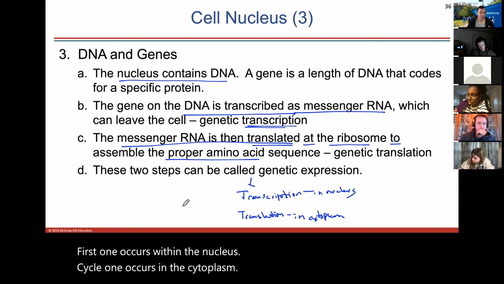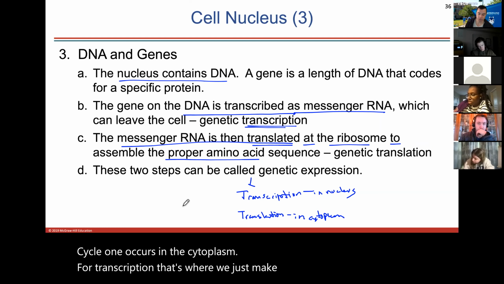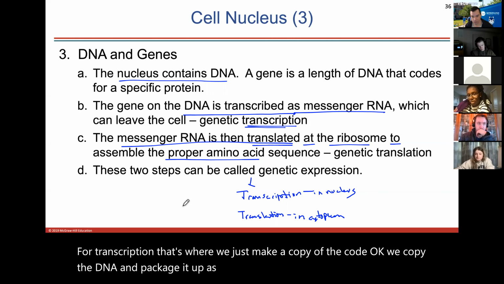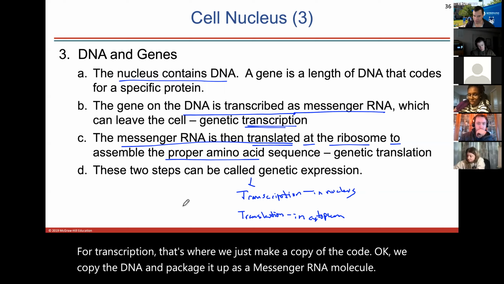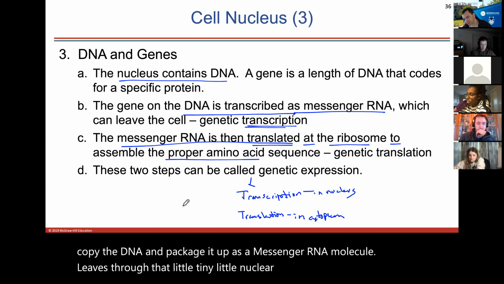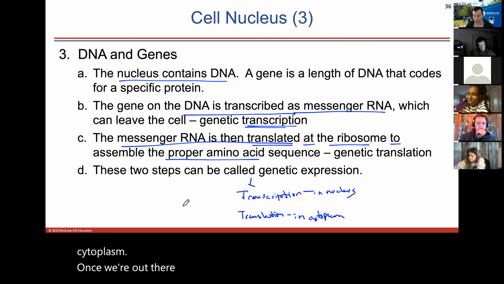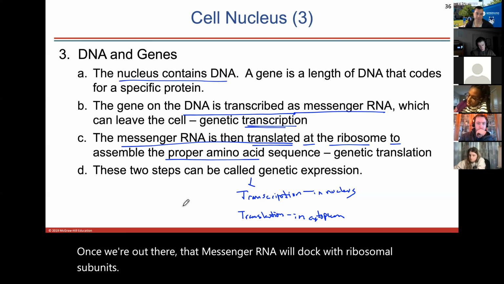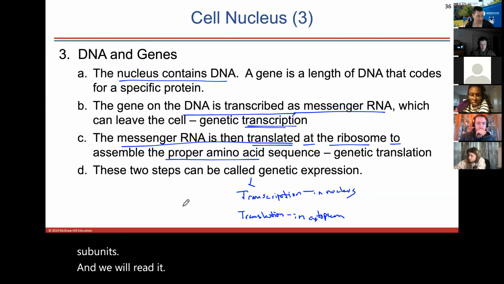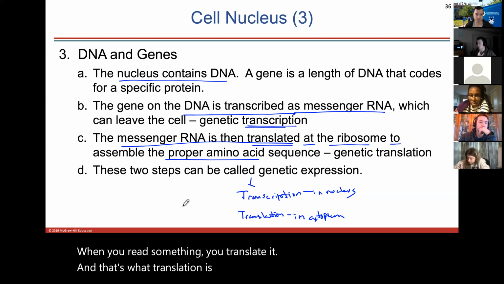Okay. For transcription, that's where we just make a copy of the code. We copy the DNA and package it up as a messenger RNA molecule. It leaves through that tiny little nuclear pore and goes out into the cytoplasm. Once we're out there, that messenger RNA will dock with ribosomal subunits and we will read it. When you read something, you translate it. And that's what translation is. Ribosomes plus messenger RNA yields the translation process.